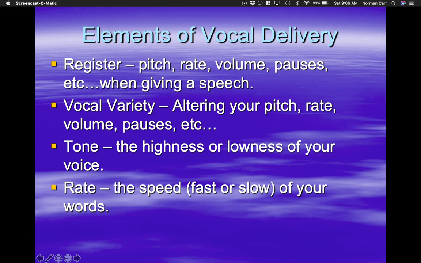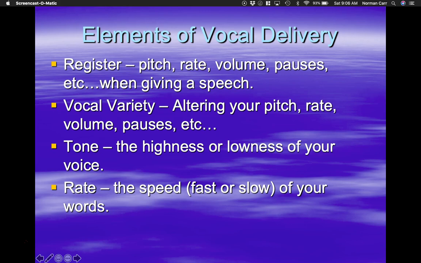So the first element that we're going to talk about is register. The register just runs the gamut. It talks about everything. So we're talking about your pitch, your rate, your volume, the pauses, etc. when you give a speech. So it all encompasses your register.